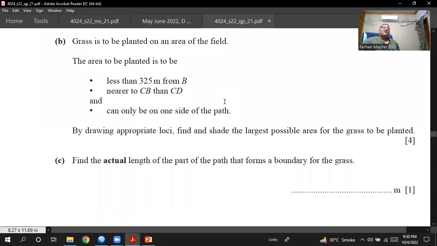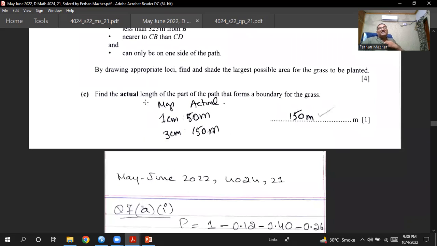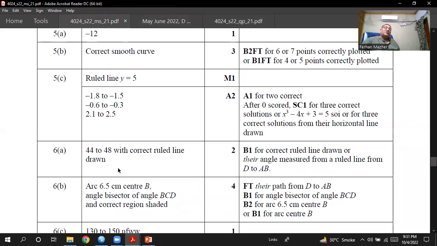Then they say, find the actual length of the part of the path that forms a boundary of the grass. Okay, the part of the path which is the boundary of the grass is this. So with the help of the scale, measure this length, and then according to the scale, you can convert it. This is 3 centimeter long, and 1 centimeter represents 50 meter. So that will be 150 meter, because 1 centimeter means 50 meters, so 3 centimeter will mean 150 meter. So this is how you will do this locus question.